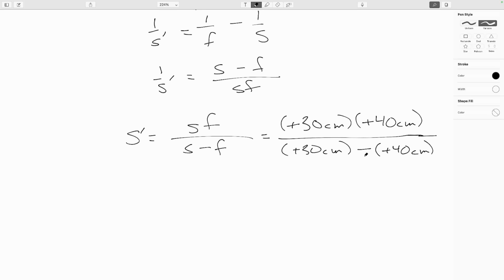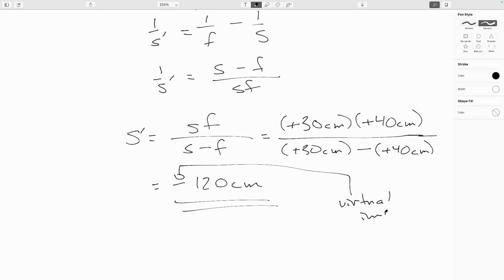So if I punch this through into my calculator, this is going to give me negative 120 centimeters. Now do not drop that minus sign. You really need to keep that minus sign. That minus sign is telling us that this is a virtual image. You have to keep this minus sign when you plug into the magnification relationship, because if you don't, you're going to mess up whether it's upright or inverted.